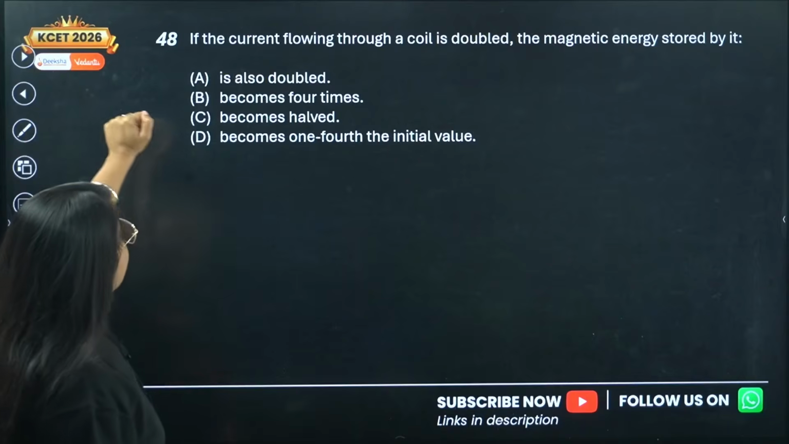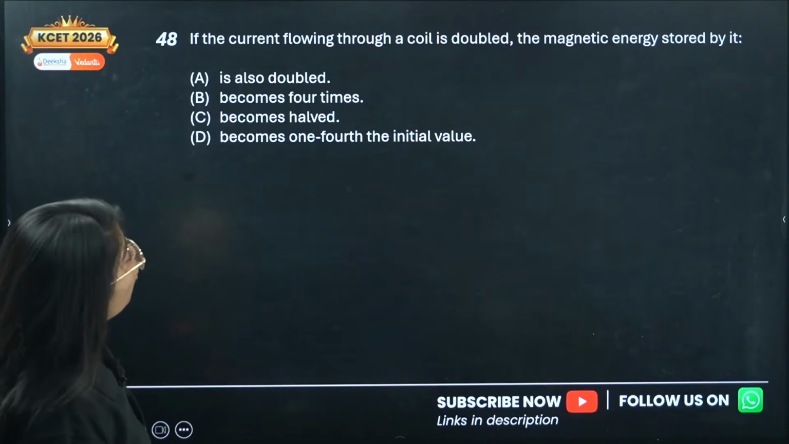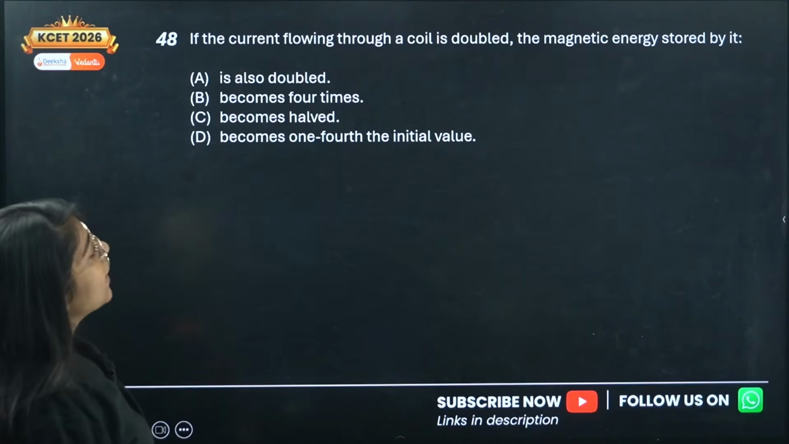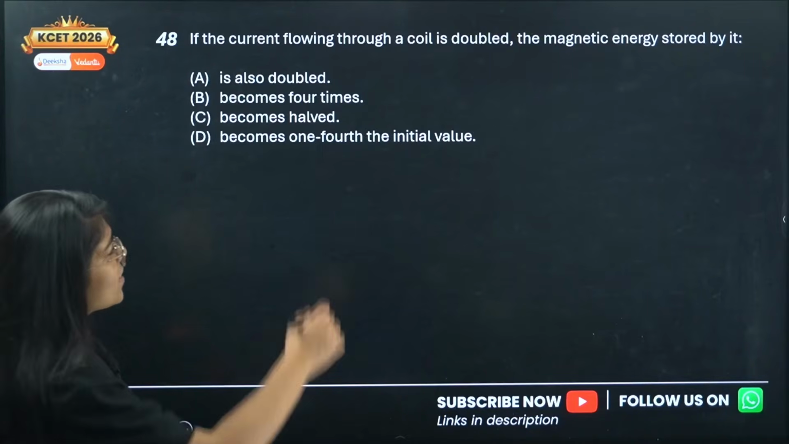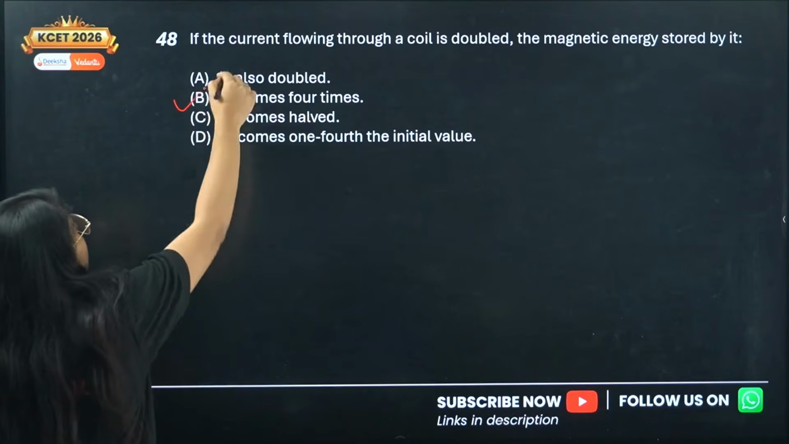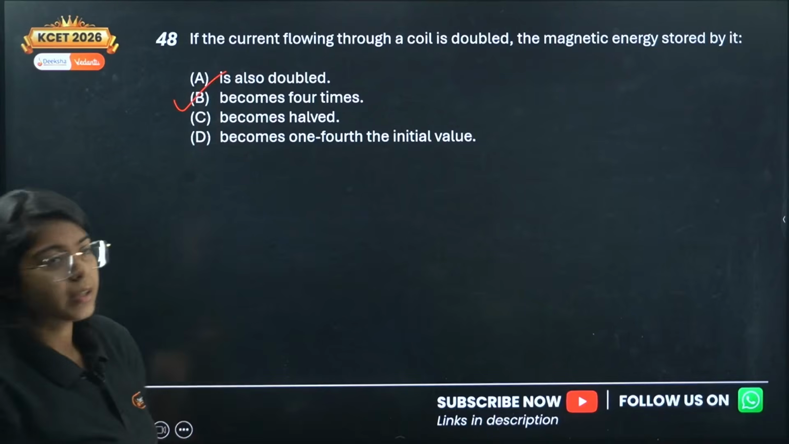Moving on to 48th, if the current flowing through a coil is doubled, the magnetic energy stored in it. Oh, this is the same question we did. I repeated it, I guess. So, this becomes 4 times.